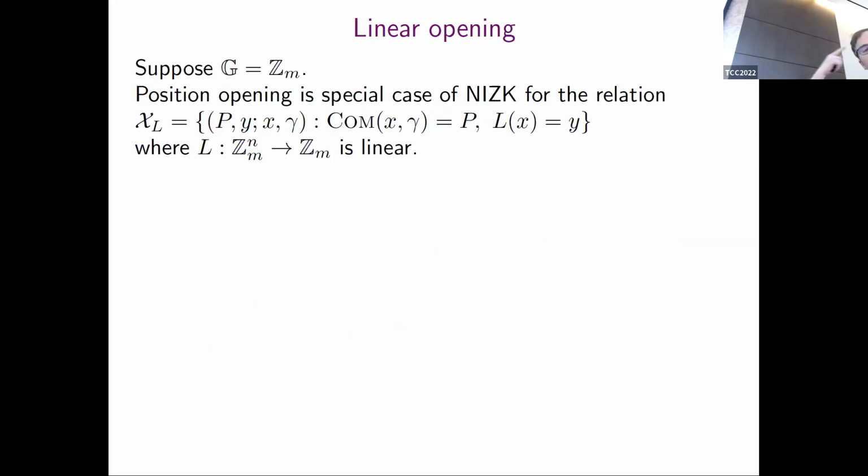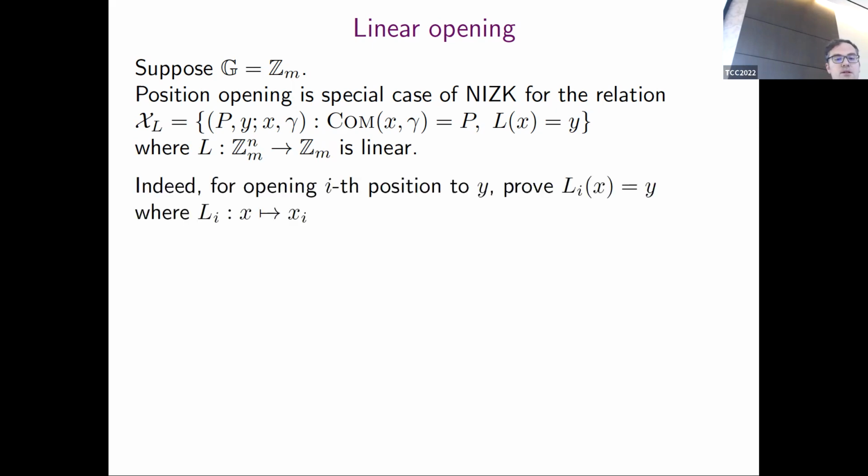In particular, this position opening is just a special case of what we could call linear opening, or opening of an inner product with a known public vector. Basically, it is a non-interactive proof for a relation: given some commitment and some value y, we know a vector that opens that commitment and such that a certain public linear form applied to the vector gives you the value y.